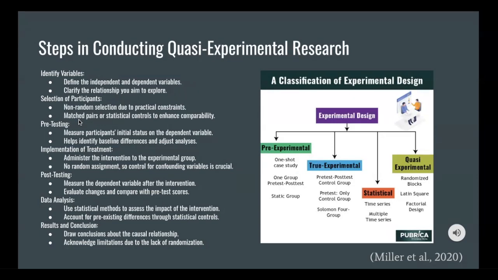Unlike traditional experiments where random participant assignment is the norm, quasi-experimental studies carefully select participants, often using methods like matched pairs or statistical controls to enhance comparability. The next critical step involves pre-testing, or measuring the initial status of participants. Following this baseline assessment, we implement the treatment or intervention under study. Post-testing then comes into play, allowing us to assess changes and variations after the intervention. This sequential approach is instrumental in understanding the impact of the treatment over time.